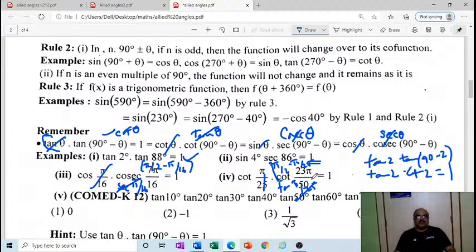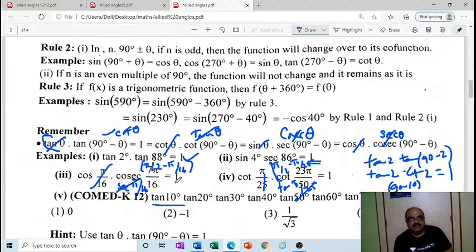Next sum. Tan 10, tan 20, tan 30, tan 40, tan 50, tan 60, tan 70, tan 80. Look here. Tan 10 and tan 80, 90 minus 10, it becomes cot 10.